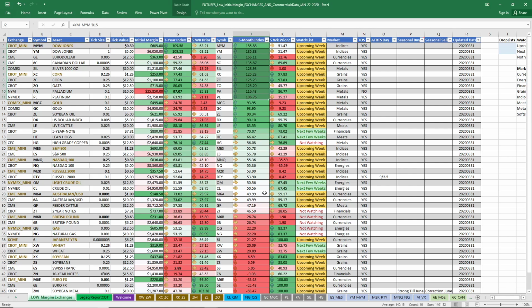So here it is. Here's the data. Here's the quickest look I could possibly provide for something like 40-something commodities. And this is the chart.